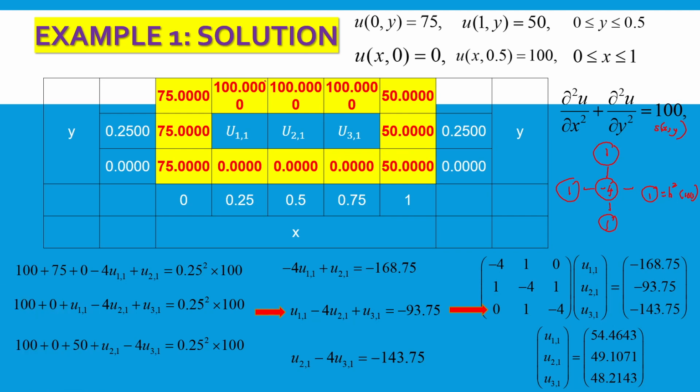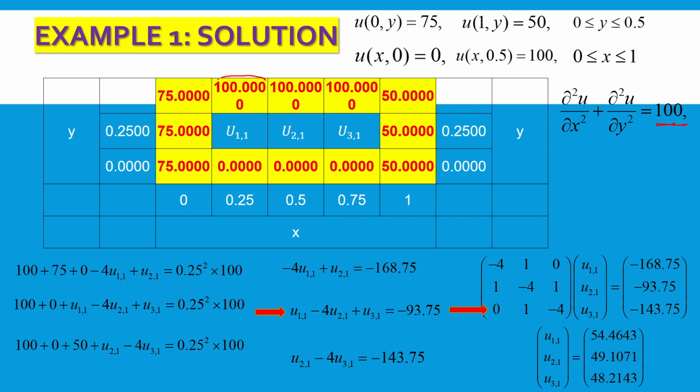So the first equation, the center will be at u11. From u11, this is left, this is right, this is bottom. And then don't forget, equal to h squared times the function of 100. So that's why all the right hand side you have an h squared. h is 0.25 squared times the function, which is actually here 100, so times 100.